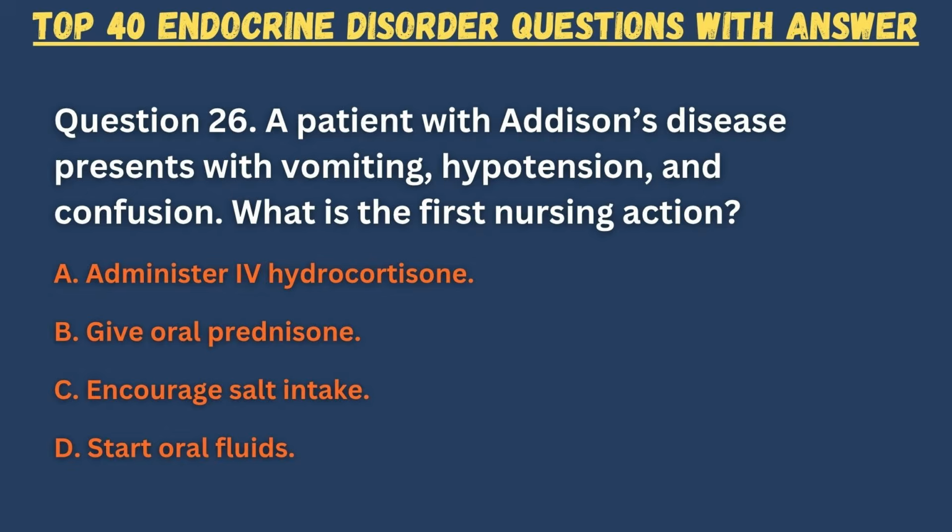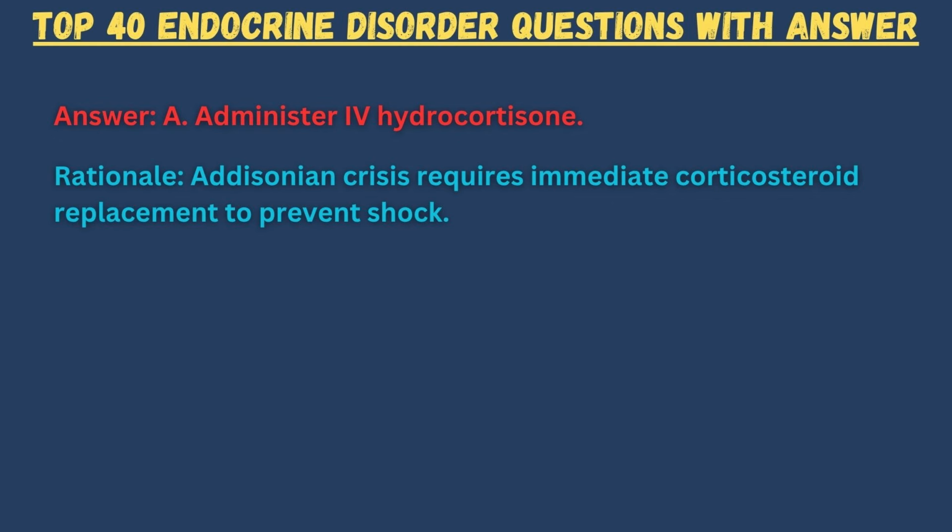Question 26. A patient with Addison's disease presents with vomiting, hypotension, and confusion. What is the first nursing action? A. Administer IV hydrocortisone. B. Give oral prednisone. C. Encourage salt intake. D. Start oral fluids. Answer: A.